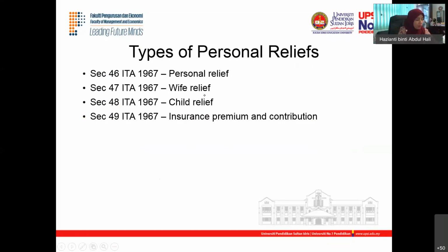Alright, so let's look at one by one. But again, what I have shared with you in the notes, I shared with you a handout for year of assessment 2020. Because year of assessment 2020 is a bit different. If we compare to 2019 and 2018, we have something else.